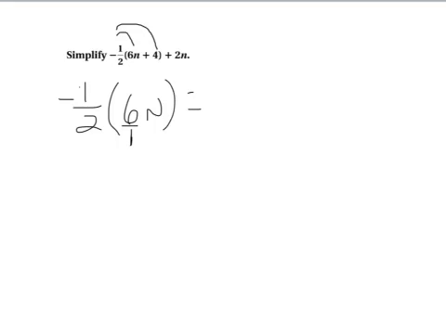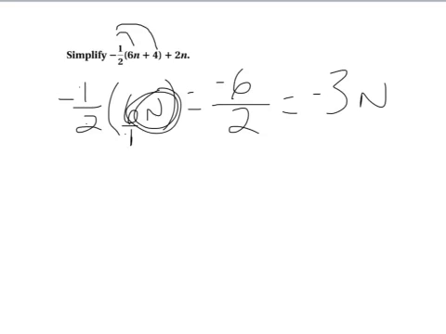Here's another example problem. It says simplify negative 1/2, parentheses 6n plus 4, plus 2n. Well, first I have to simplify. I have to bring that negative 1/2 and distribute it into this problem. So I'm going to look at negative 1/2 times 6n. Well, how do I multiply 1/2 times 6? I'm going to make this into a fraction. Negative 1 times positive 6 gets me negative 6 over 2 times 1 is 2. That becomes a negative 3. Don't forget about the variable n, so it becomes a negative 3n.